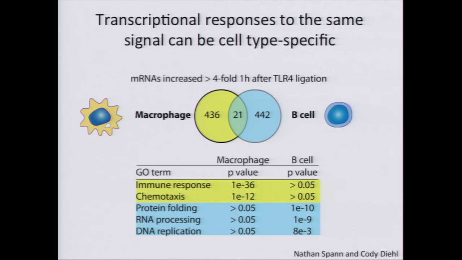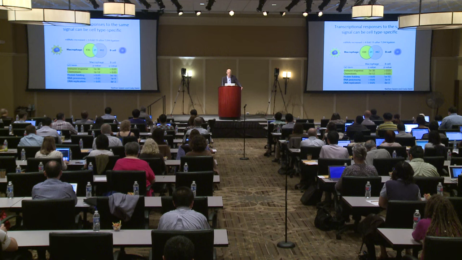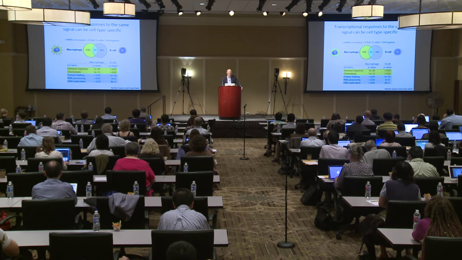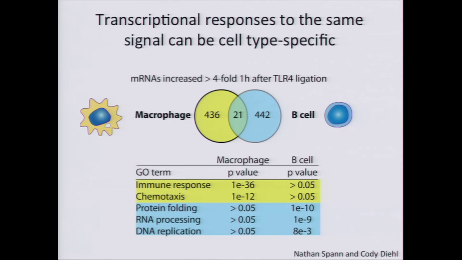Both of these cell types will respond to bacterial lipopolysaccharide. That's a component of gram-negative bacteria. That activates toll-like receptor 4, and in each cell type, it induces a very strong transcriptional response. But you'll see from this illustration that despite the fact that both cells will induce hundreds of genes, this program of induction is largely different, with macrophages and B cells exhibiting quite distinct transcriptional programs.